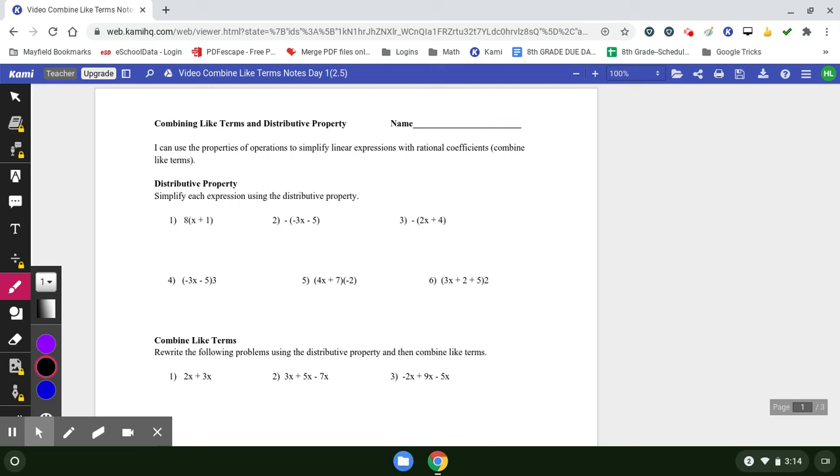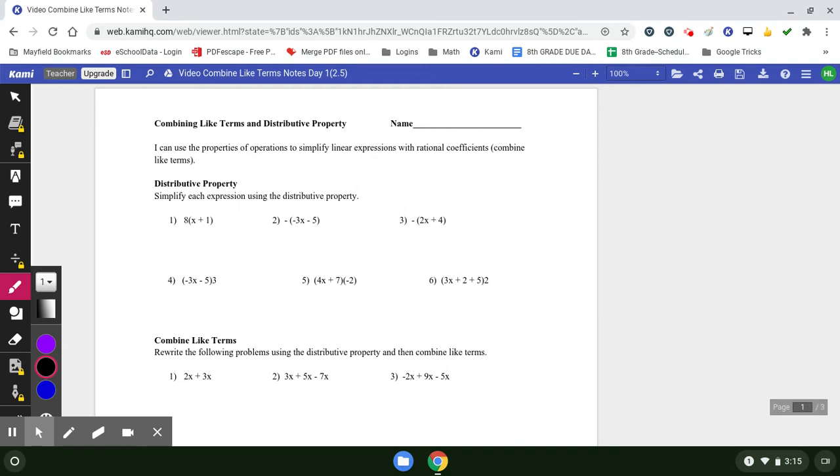Hi everyone. This lesson is on combining like terms and the distributive property, and we are going to do this by using the properties: the commutative, associative, and distributive property. The top three are review, but please watch this from combine like terms down because this is new to you, even if you've combined like terms before.